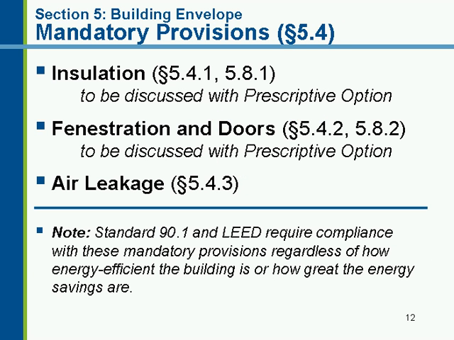Now, moving on to the air leakage and some other mandatory provisions. For insulation, the mandatory provisions are in Section 5.4.1 and in conjunction with 5.8.1. And as we talk about each of the opaque assemblies, I will talk about specific criteria there. For fenestration and doors, criteria is in 5.4.2 and 5.8.2. And again, as we talk about fenestration, I will talk about those details. And the air leakage criteria are in Section 5.4.3, and we'll cover those right here.